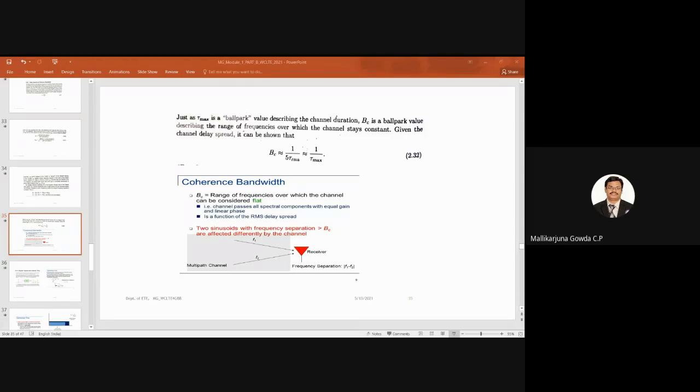So for understanding, I have considered two paths here, a multipath channel. I am sending two sinusoids, one with frequency f1 and another with frequency f2. If their frequency separation is greater than the coherence bandwidth, then at the receiver each of these signals will be affected differently by the channel.